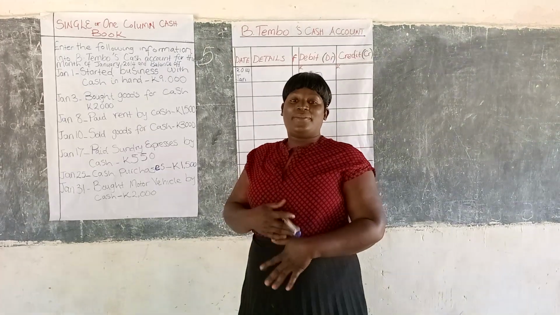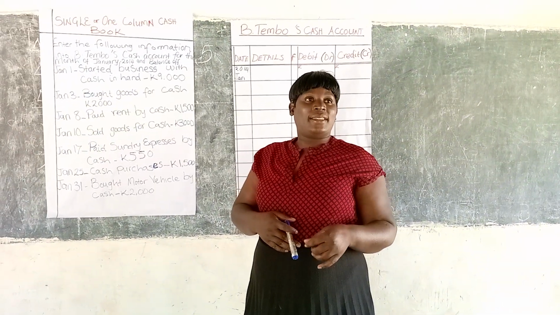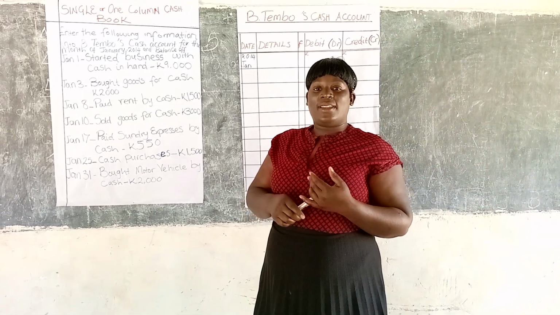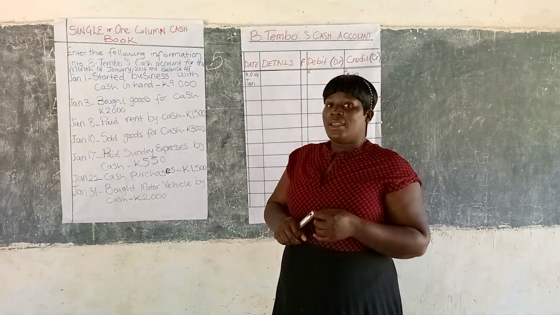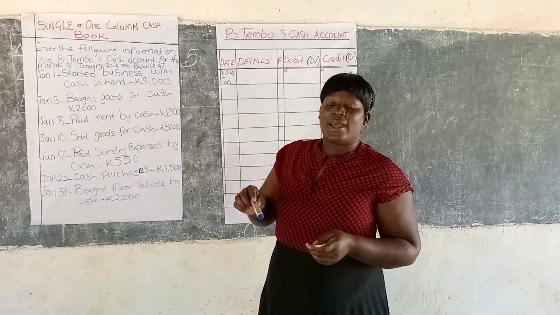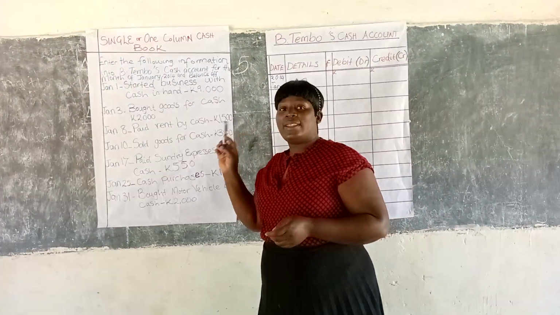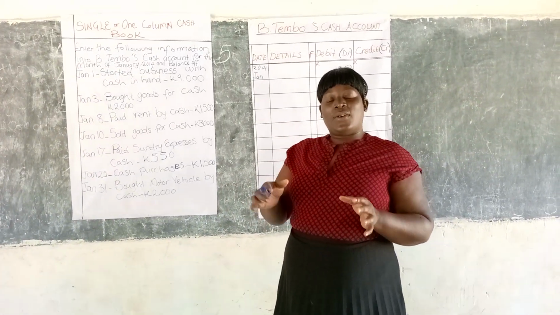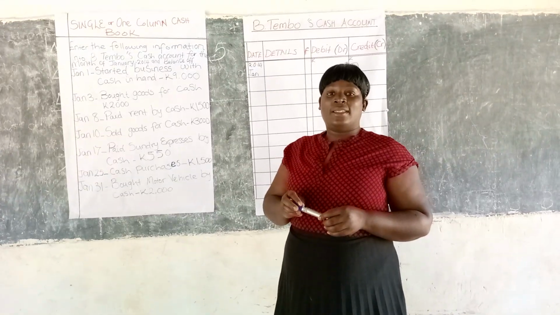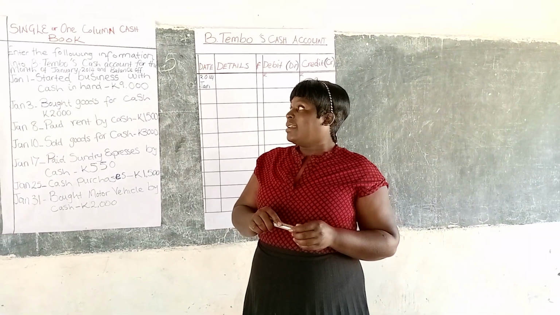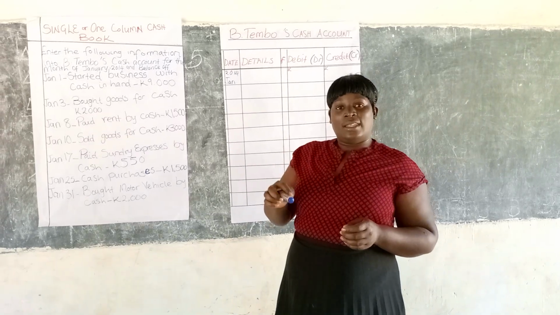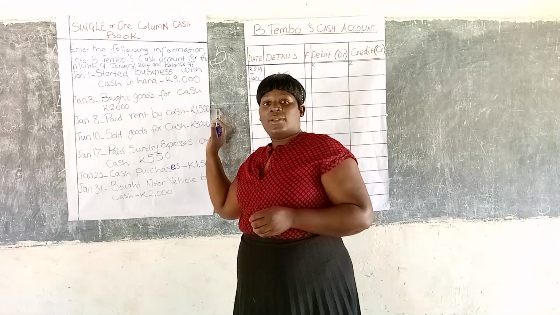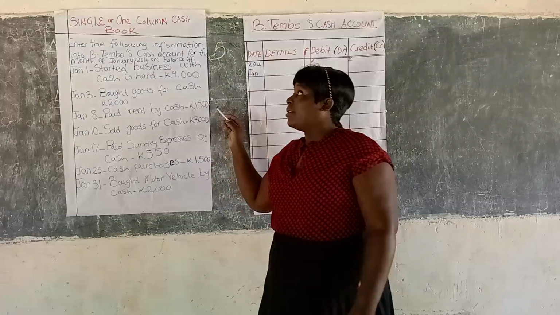I'm Vivian Mwapendima. Last time we were looking at the types of books of original entry, and we mentioned that there are 7 types of books of original entry. But today we are going to specifically look at the cash book. What is a cash book? A cash book is a book that is used to record all cash transactions of the business or organization. And the document that is used when we are recording the cash book is the receipt or the cash till slip. Okay?